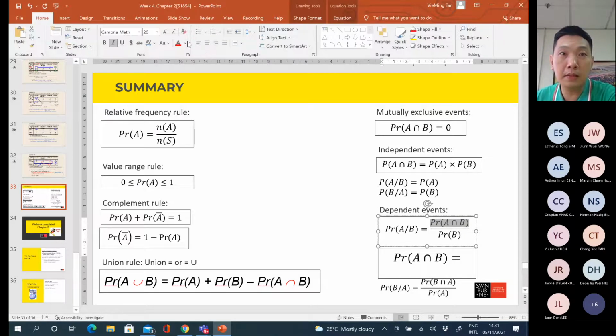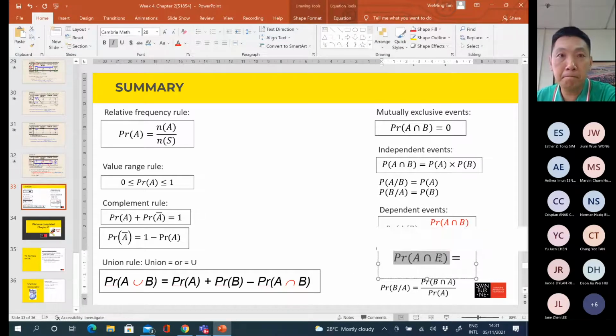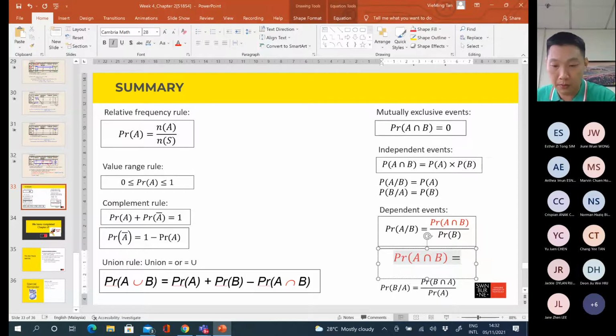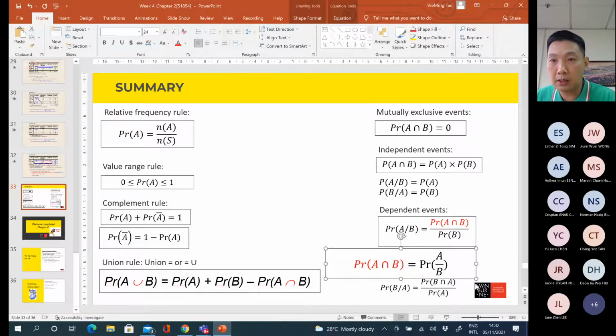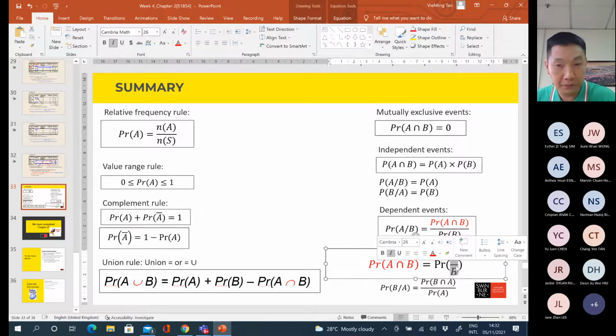I use another color so that you can see. Let's say I use red color. Okay, so let's say now we want to get the A intersect B for the dependent events question. What you can do is transpose the formula by moving probability B to the left hand side, it becomes multiply. So the formula should be equal to probability of A given B.